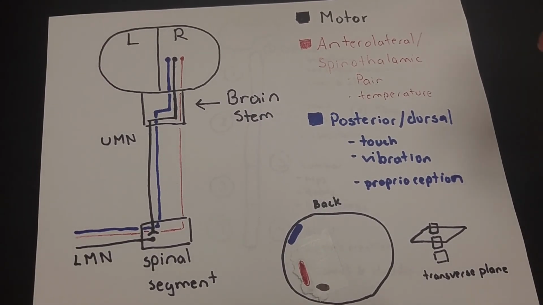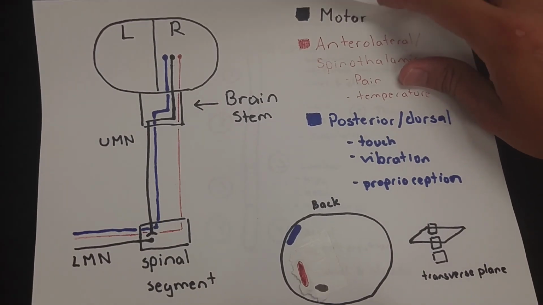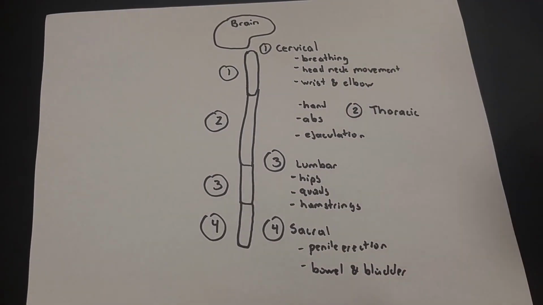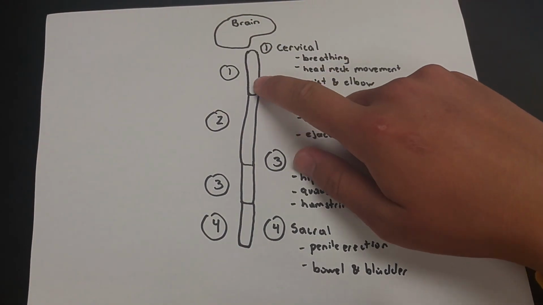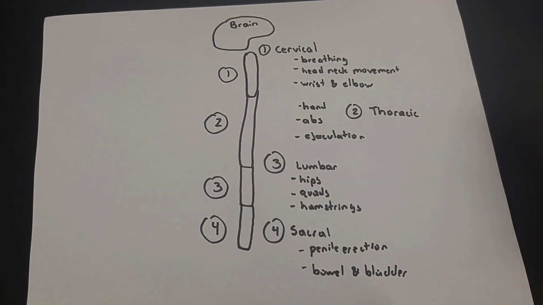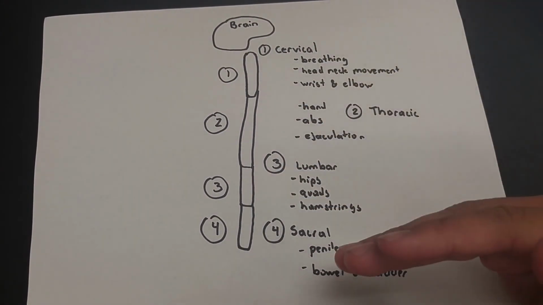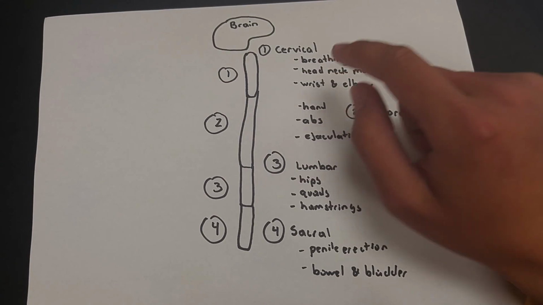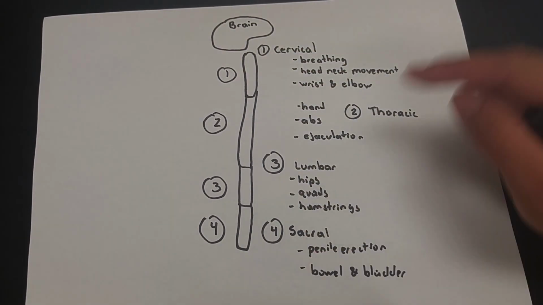Now, what specific functions you would lose really depends on where you cut the spinal cord, which I shall demonstrate with this lovely illustration. So here's the brain, right over here, and then here's the spinal column. And so when you cut, you lose all the functions that are below it, right? So let's say you cut right over here. Well, then you lose all the functions below it, right?